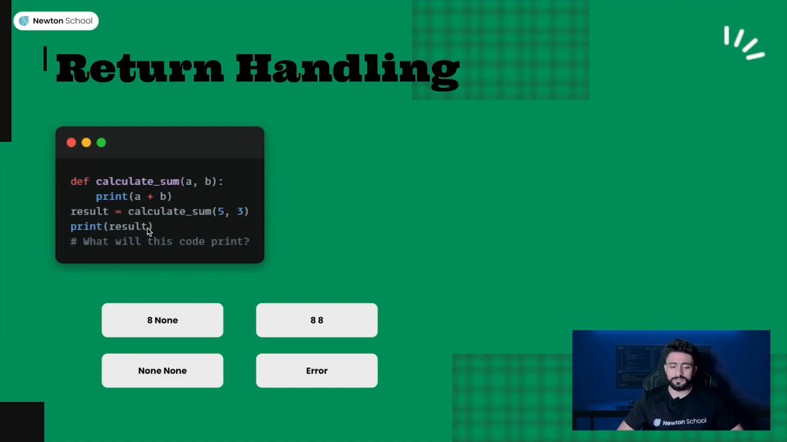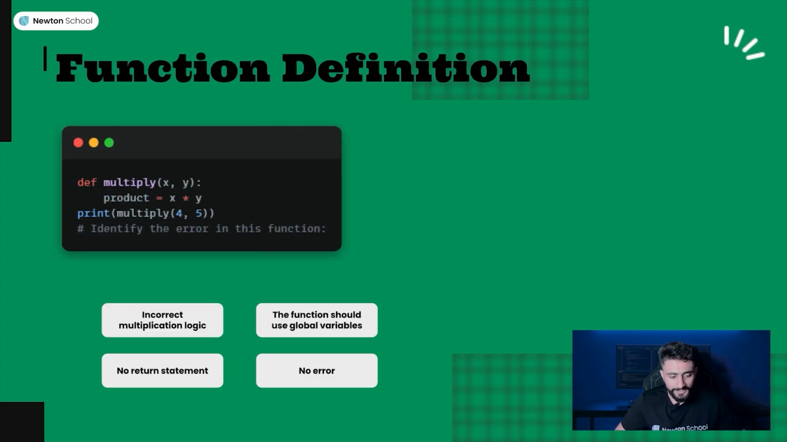What will be the value of result? Is it returning anything? If the function doesn't return anything, the value will remain none. So it will print 8 and none. The result will remain none. Got it? Great. Let's move to another problem.